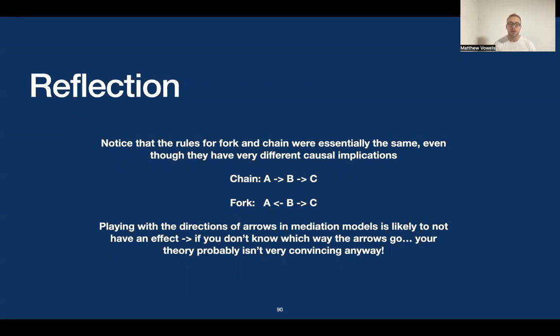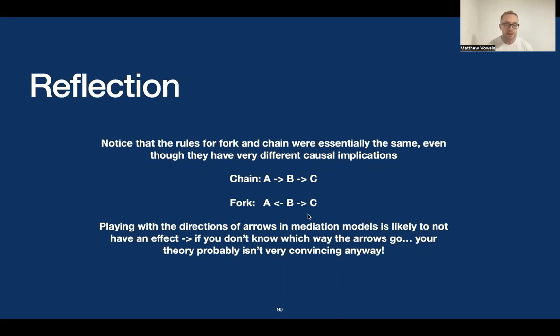Notice that the rules for the fork, which was this rule we just did, rule 2, and the chain, which was rule 1, were essentially the same. We had 3 variables, but all the conditional independency statements are the same for both, and if we condition on B, we get the same conditional independencies as well, even though they have very different causal implications, because obviously the chain is actually a mediation structure, A to B to C, whereas in the fork, there's no causal path between A to C, even though they're correlated as a result of the causal structure from B. And because the conditional independencies are the same, these rules are the same for both graphs.